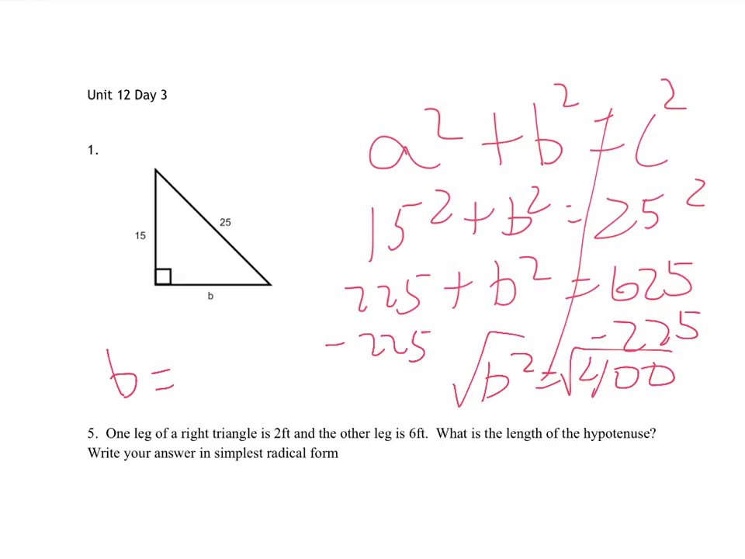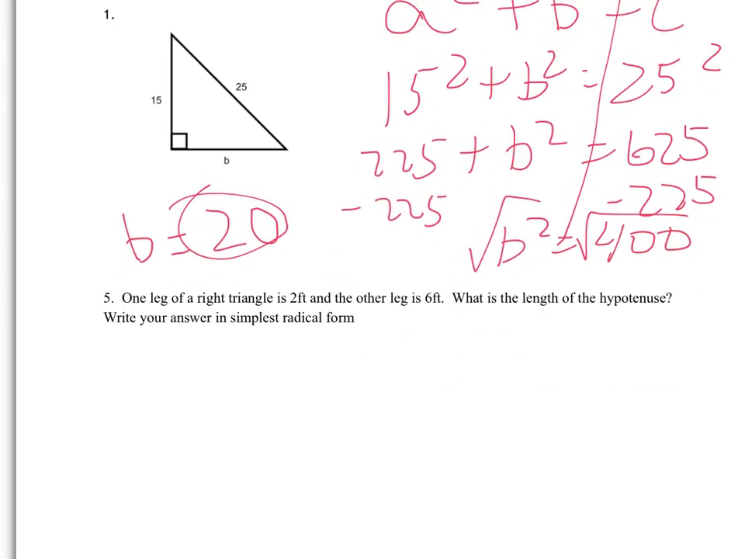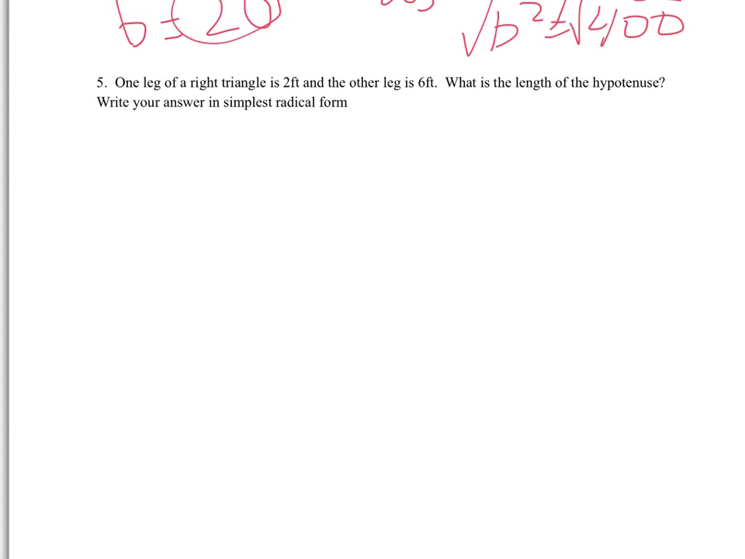Today we don't have to worry about the minus because we're talking about the length of a triangle. And we can never have a negative length in geometry. So we're always going to have positive answers when we're looking for lengths or distances. So b is just going to be 20, and we don't have any units, so that's our answer for this one, 20.